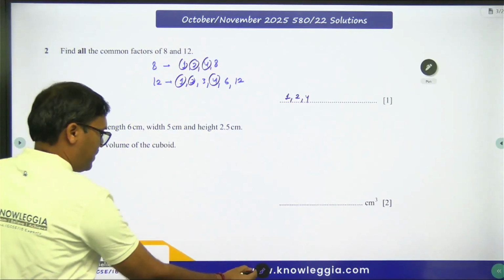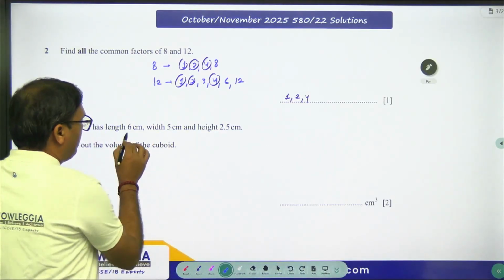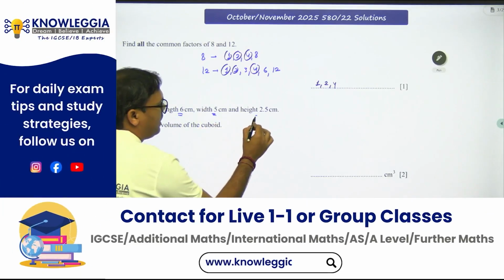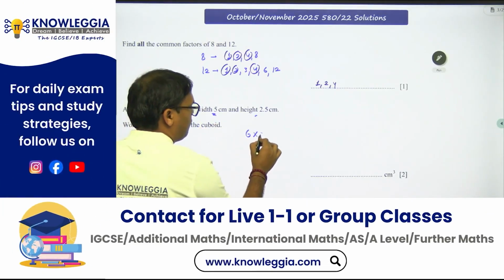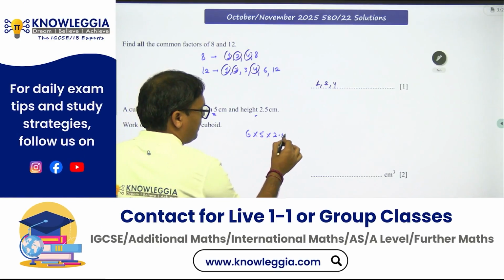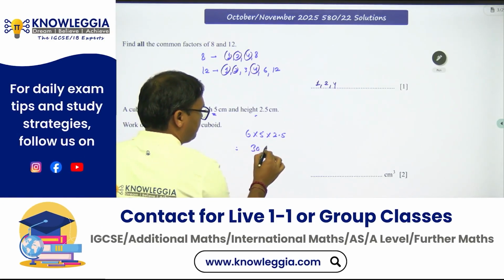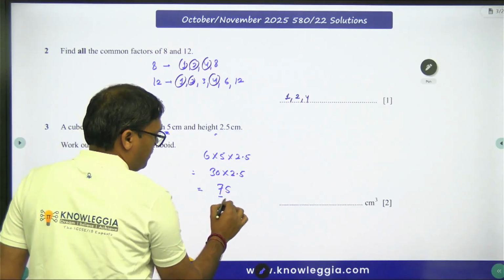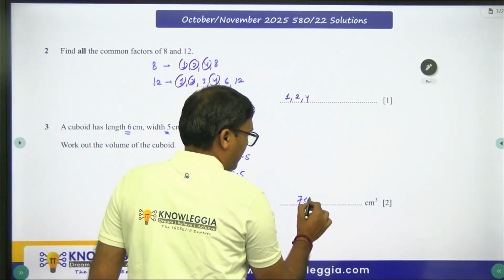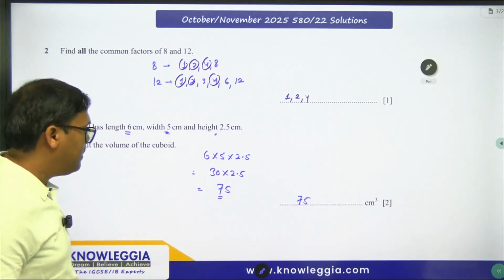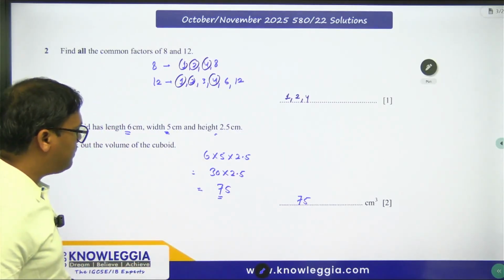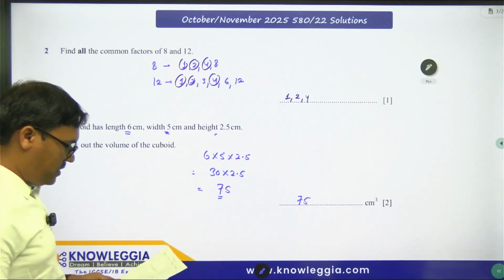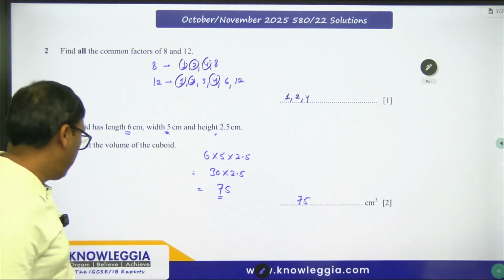The cuboid has length 6, width 5, and height 2.5. Find the volume. So this is a pretty easy question. This is just length times width times height. So this is 6 times 5 times 2.5. So this is 30 times 2.5, so this is 75. So what is the answer? This is 75 centimeters cubed. I have the answer key, so I'll just check the answer. This is 75 centimeters cubed.